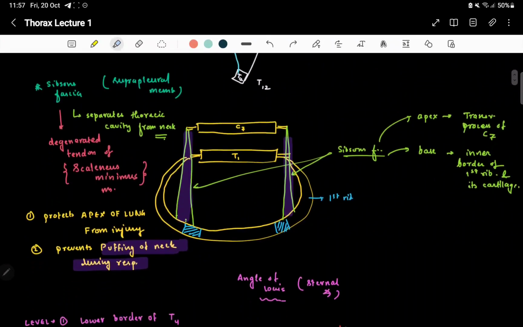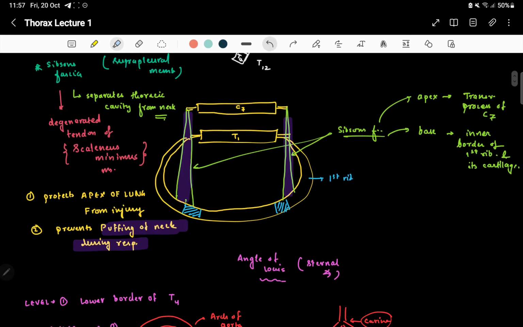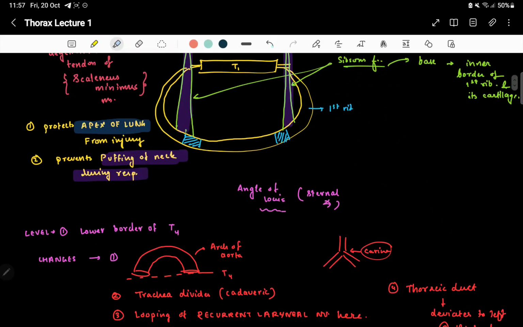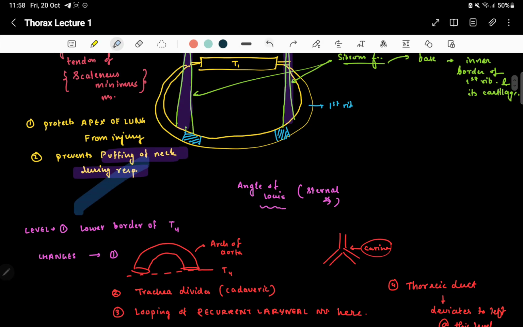This is Sibson's fascia. What is Sibson's fascia? It is the suprapleural membrane, which separates the thoracic cavity from your neck. This is the degenerated tendon of scalenus minimus muscle. It protects the apex of the lung from injury and pleural puffing.